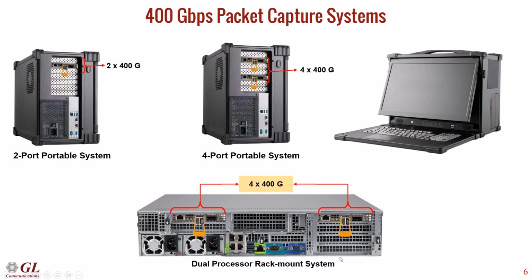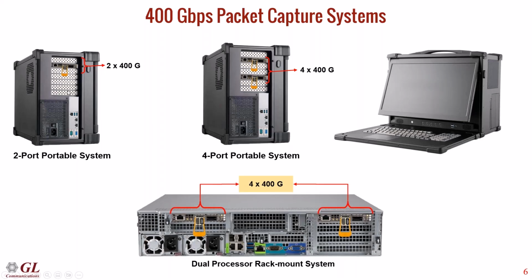And also the rack mount, we can offer a dual processor, whereas the portable solution, we can offer just a single processor. We'll talk about that a little bit later: what are the advantages and disadvantages of the dual processor over the single processor system. But anyway, the point is we've got multiple ports on this system. We can have up to 400 gig ports on the system, whether it's rack mount or portable.